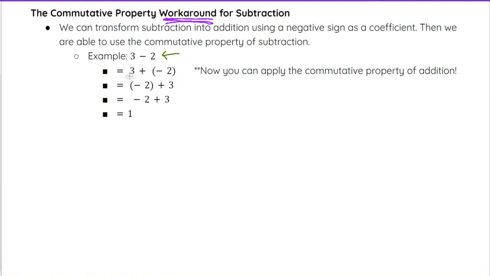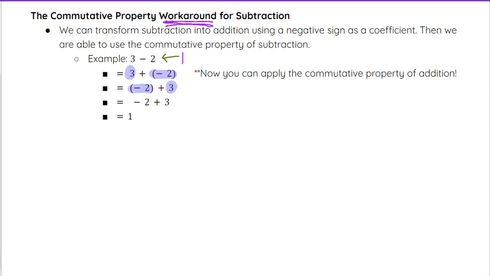And so here, 3 plus negative 2, we can now apply the commutative property because it is addition right here between the two numbers 3 and negative 2. Because it is addition, we can go ahead and apply the commutative property of addition. So that means we can switch the order of 3 and negative 2, and we now have negative 2 plus 3. Negative 2 plus 3 is 1. Again, that is the same as what we get if we just originally did 3 minus 2, which is 1.